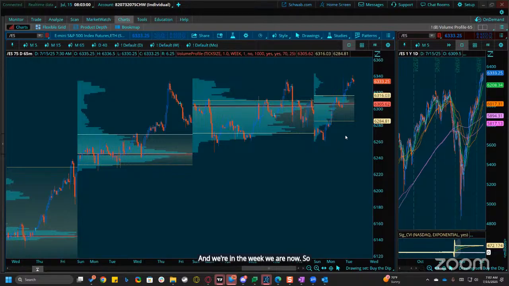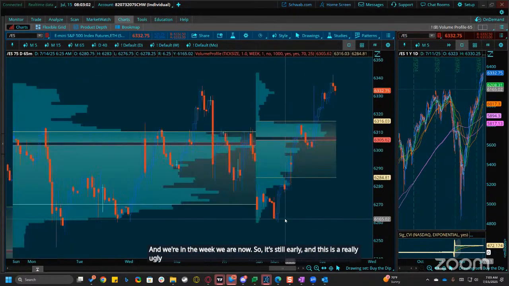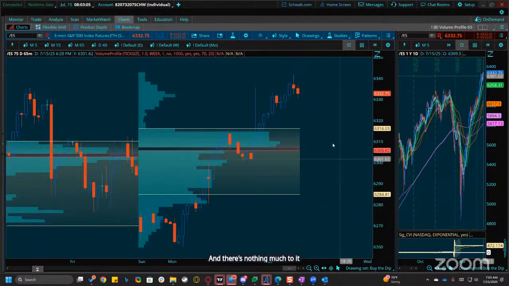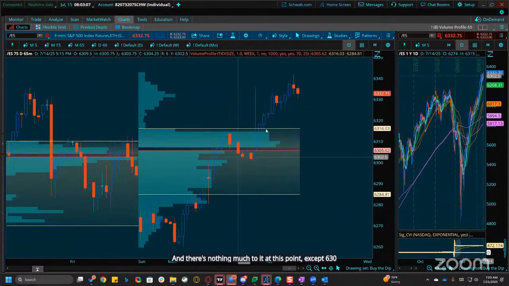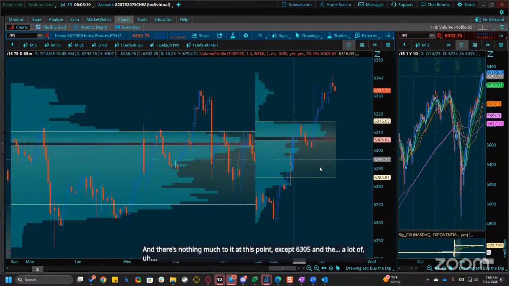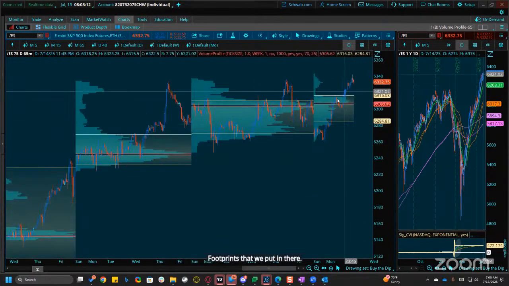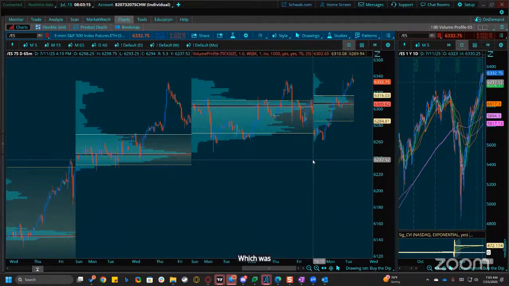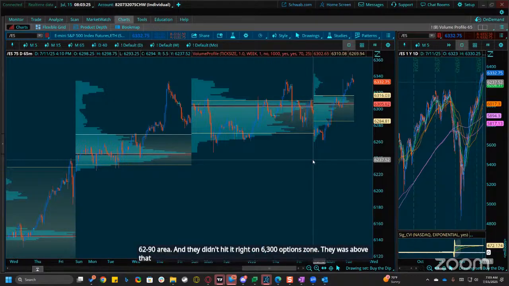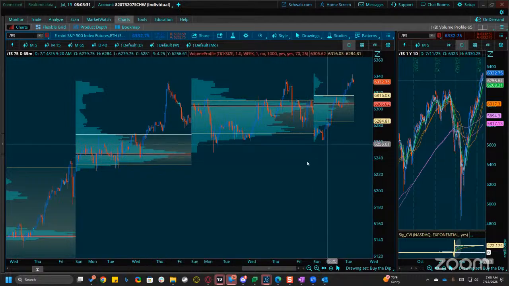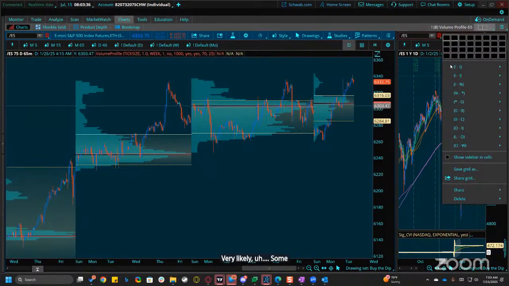So it's still early, and this is a really ugly performance, and there's nothing much to it at this point except 63.05 and a lot of footprints that we put in there, a lot of work that we've done this week at that spot, which was interesting, right? Because they didn't front run it at like 62.90 area, and they didn't hit it right on the 6,300 options zone. They were above that at 63.05, and man, you could really see them yesterday. Very likely some traders' remorse, right? If we get back to that level.